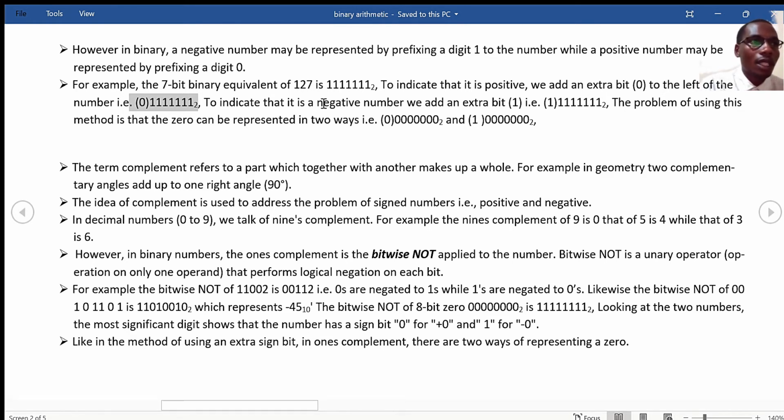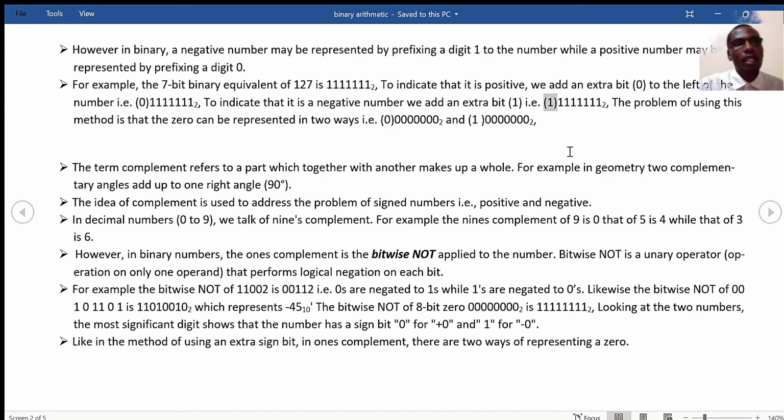The other one, to show that the binary number is negative, you just add an extra bit, which is 1, like the way I have shown you there. That is, if you add 1, it means that the number is negative. But we have a problem when we are using this system of prefixing a binary number with either 1 or 0.